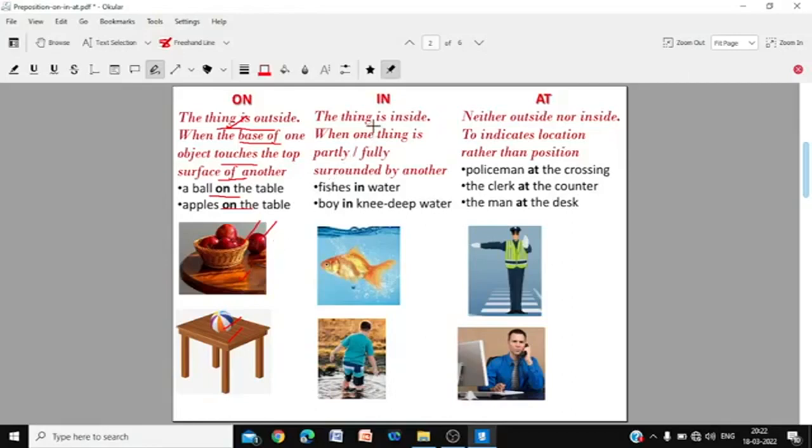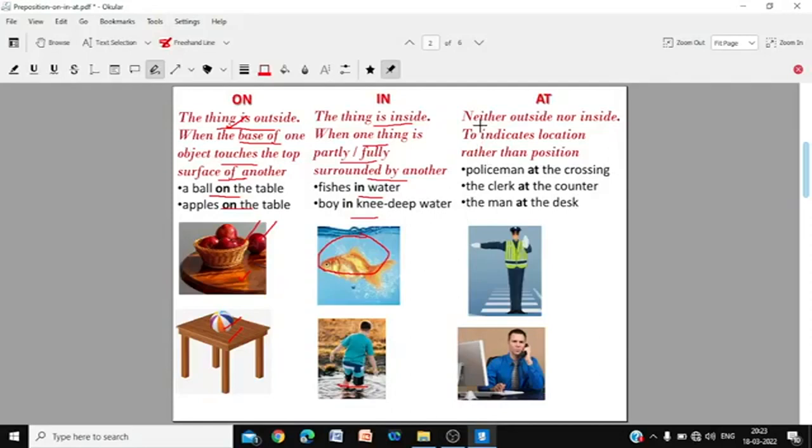In: the thing is inside and one thing is either fully or partly surrounded by another. Either the thing is inside or one of the things is completely or partially surrounded by the second. Fishes in water. Water is totally surrounding the fish. Boy in knee-deep water. The water is surrounding the boy partly, till the knees. So one thing is surrounding another thing and the thing is inside.